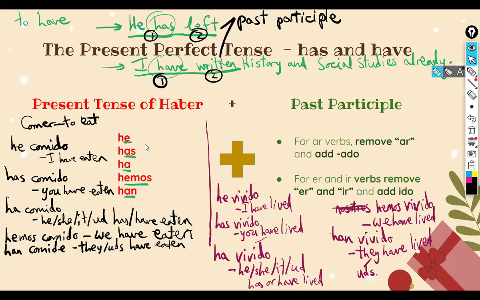And then we put the two parts together. So the hablado, comido, vivido stays the same through all the different persons, whether it's yo or tú or él, ella, usted, nosotros, ellos, ellas, ustedes. What changes is the haber, the "has" or the "have." In English it's has or have, but in Spanish, it's the auxiliary verb haber. Is that a little bit clearer if anybody was confused about how we form this or what we're doing?